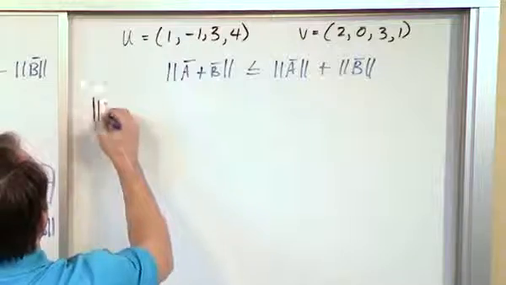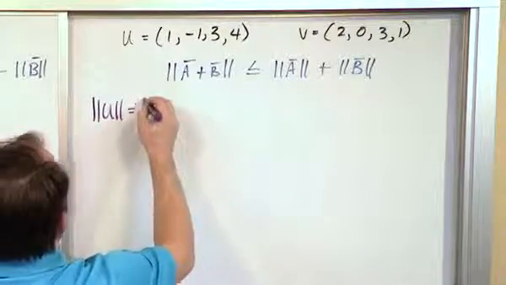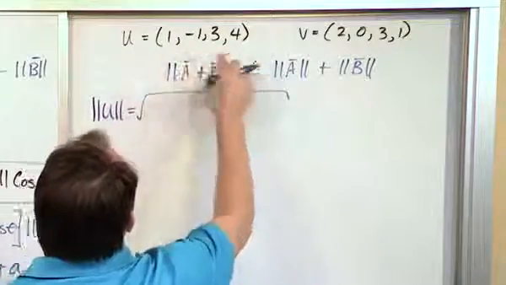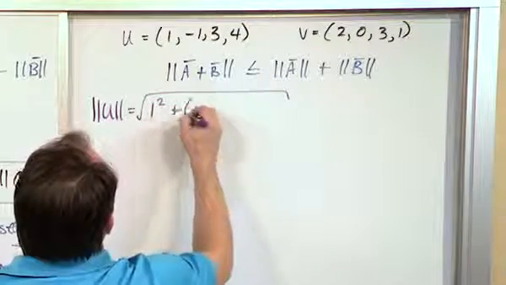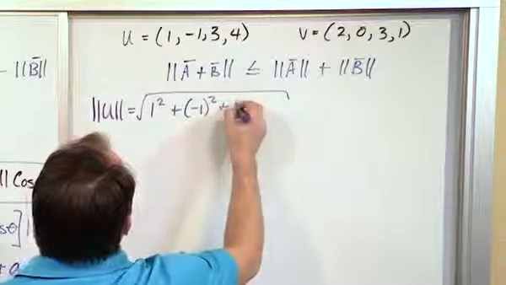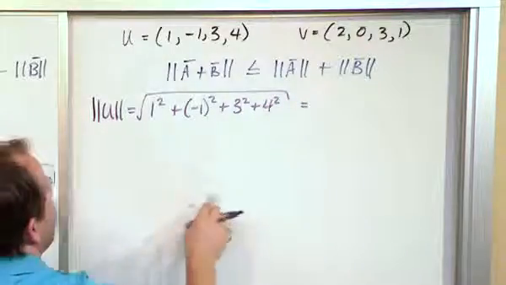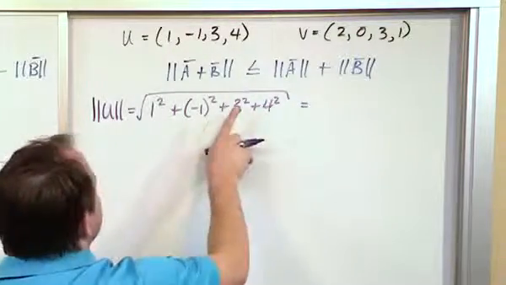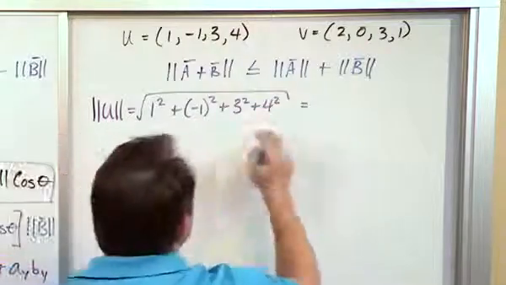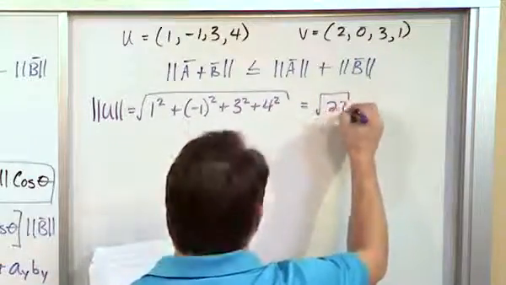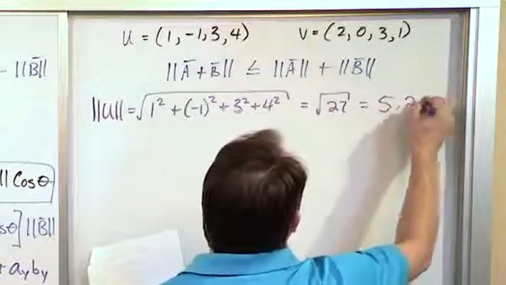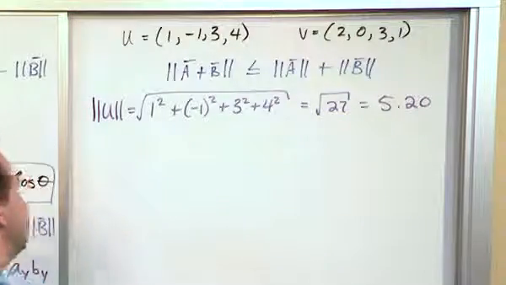First of all, let's find the magnitude of each of these vectors. The magnitude of U is the square root of 1 squared plus -1 squared plus 3 squared plus 4 squared. Inside here, when we add 1 plus 1 plus 9 plus 16, we get the square root of 27, which is 5.20. I'm going to write it in decimals so we can do a direct comparison.